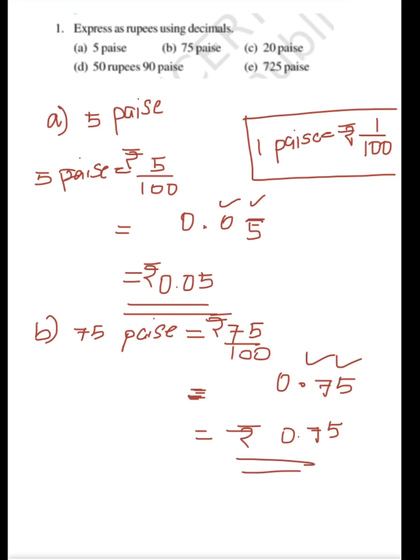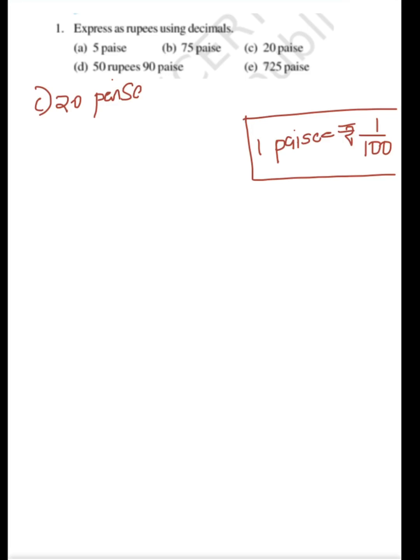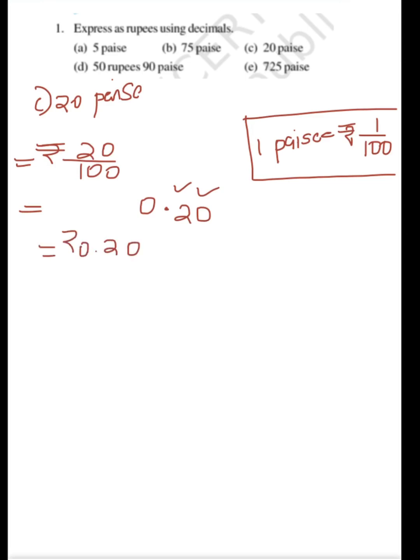Now let's see C. C is 20 paise. So what you have to do? 20 by 100 rupees will be our answer. That is, after the decimal point two numbers, so 1, 2. Here you will put the decimal point. So our answer will be 0.20, rupees 0.20.